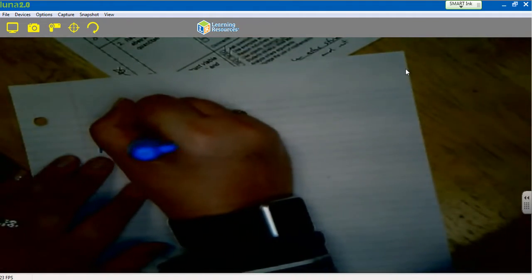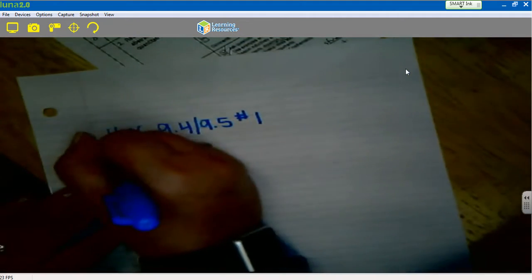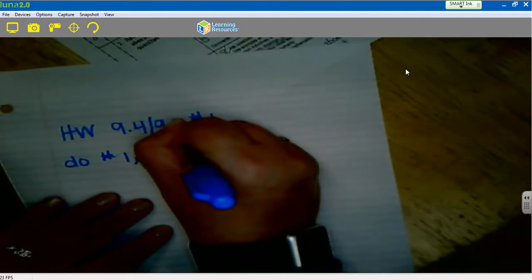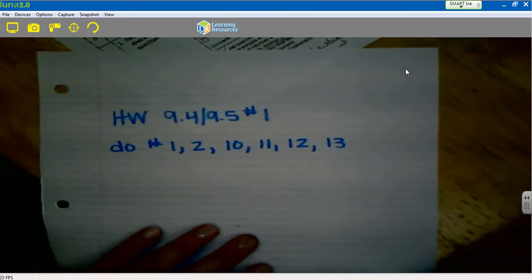What I'd like for you to do for homework tonight is handout 9.4/9.5, number 1. It's the one on the very top. And I only want you to do problems 1, 2, 10, 11, 12, and 13. So these are the only ones that you need to do for tonight. We'll do more problems on this handout another day, and then each day we'll just continue to work, not necessarily on the entire handouts. We'll just take it as we go.